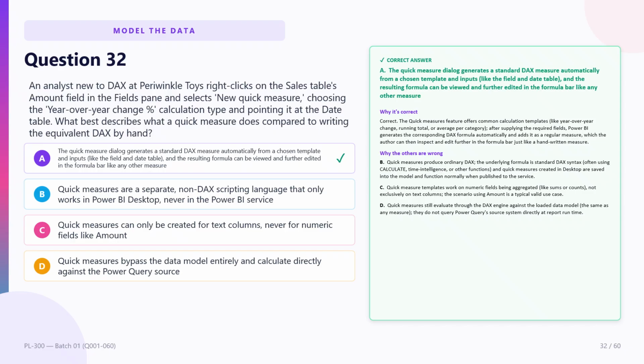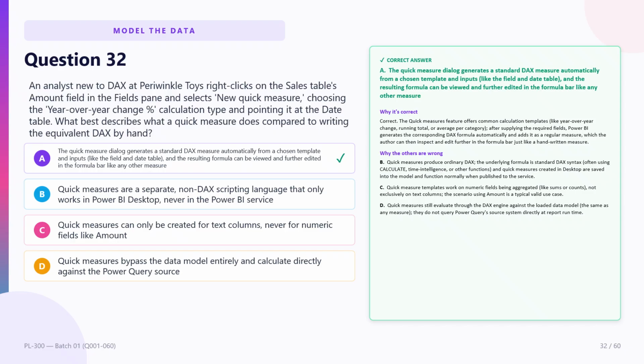The correct answer is A. The quick measure dialog generates a standard DAX measure automatically from a chosen template and inputs, like the field and date table, and the resulting formula can be viewed and further edited in the formula bar like any other measure. Here's why.